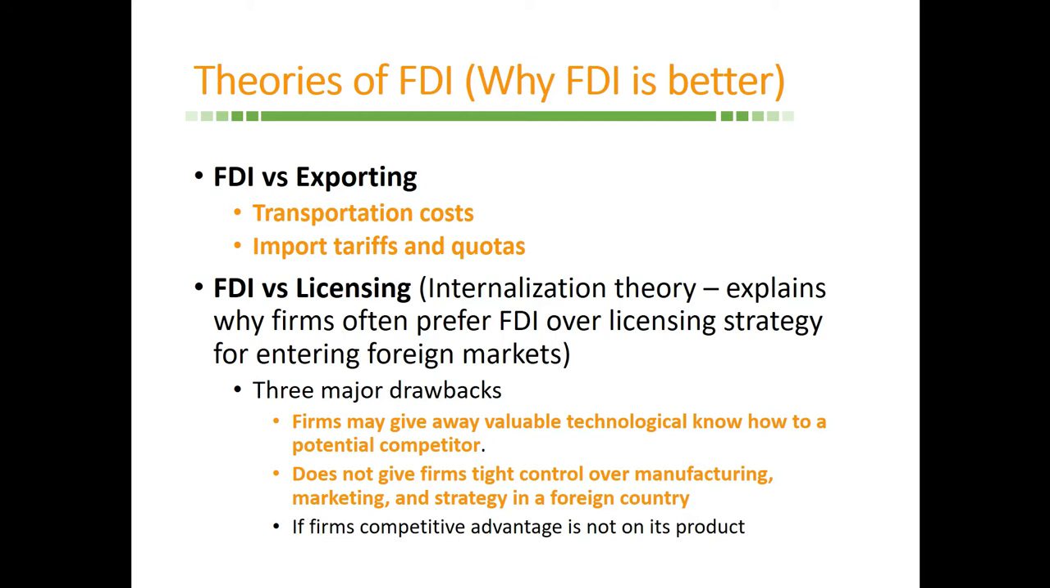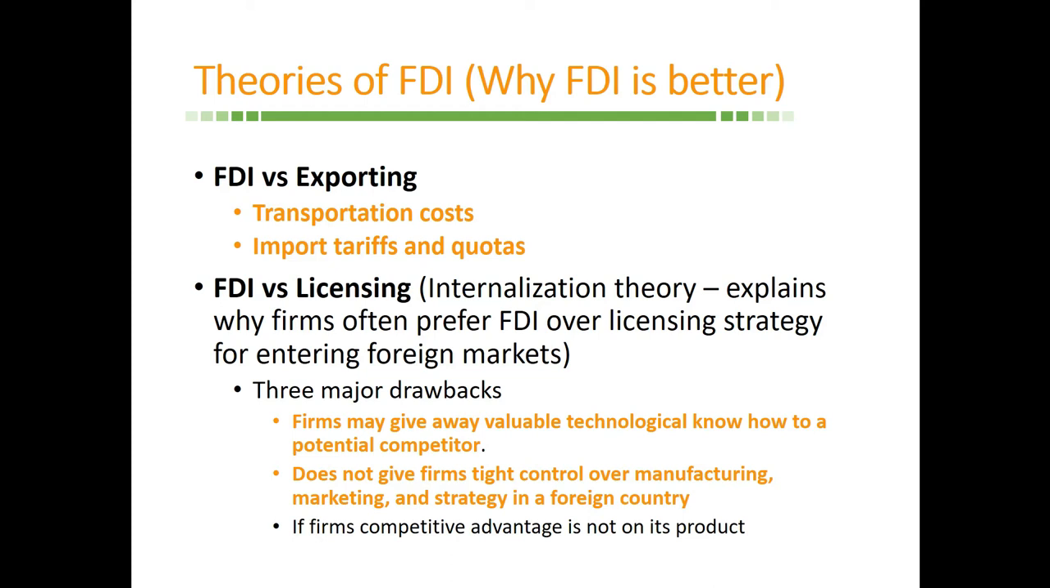Next, the second problem is that licensing does not give a firm tight control over manufacturing, marketing, and strategy in a foreign country that may be required to maximize its profitability. So with licensing, control over manufacturing, what else? Marketing and strategy are granted. To whom? To a licensee, in return, of course, for a royalty fee. However, for both strategic and operational reasons, a firm may want to retain control over these functions.